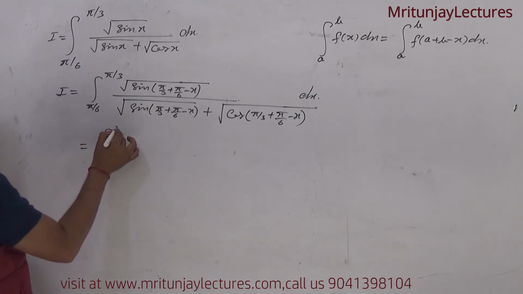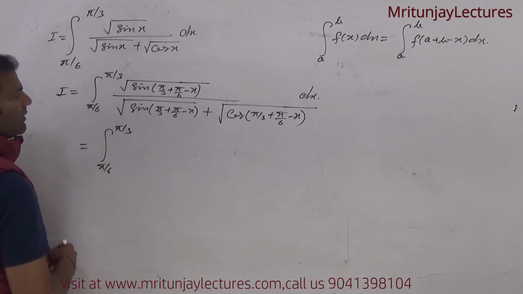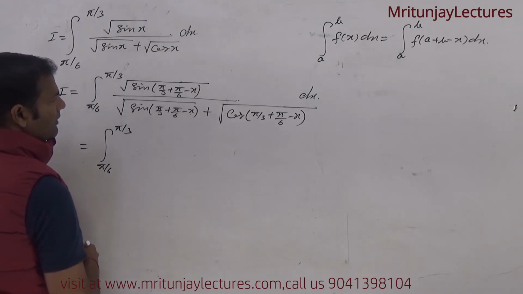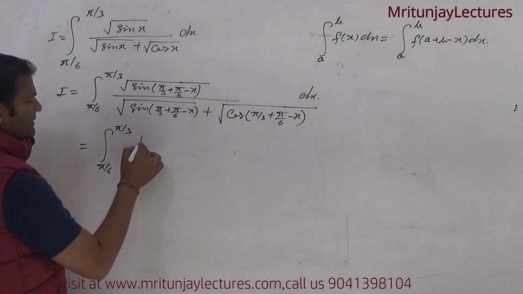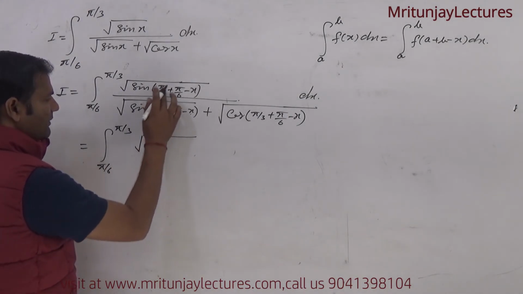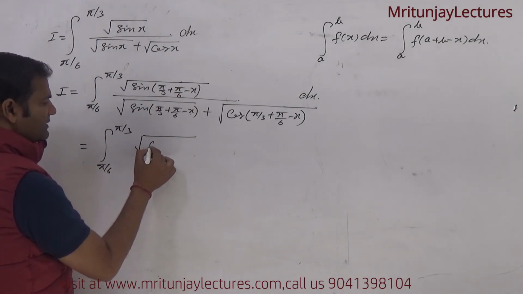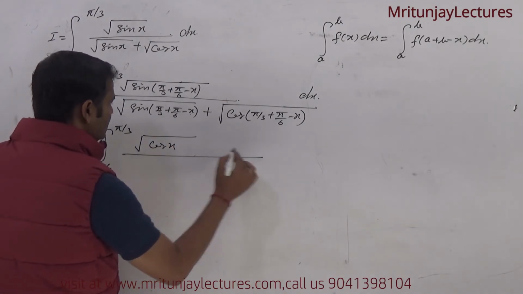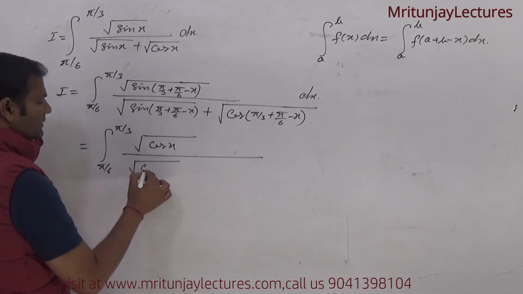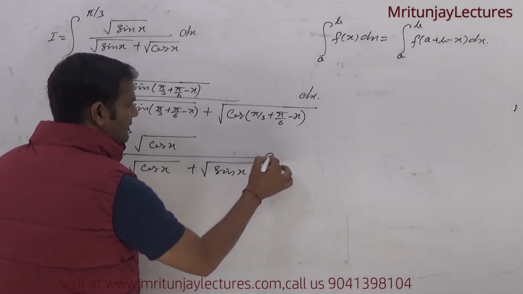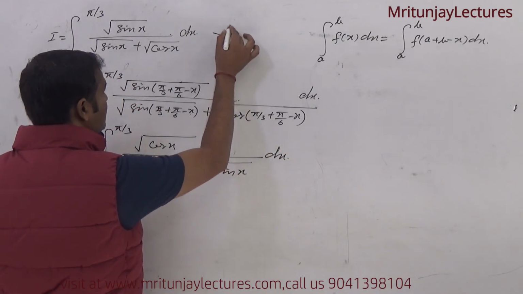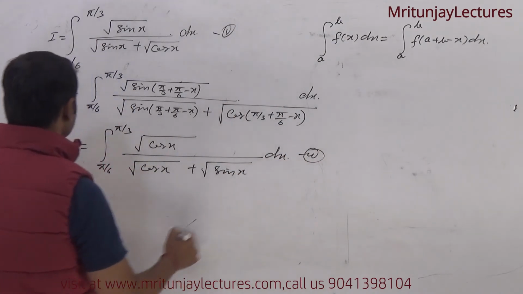So pi/6 to pi/3. Now pi/3 plus pi/6, that is pi/2. It is written as sin(pi/2 - x), which is cos x, and the same way this one is sin x dx. That is equation number 1, and that is equation number 2.